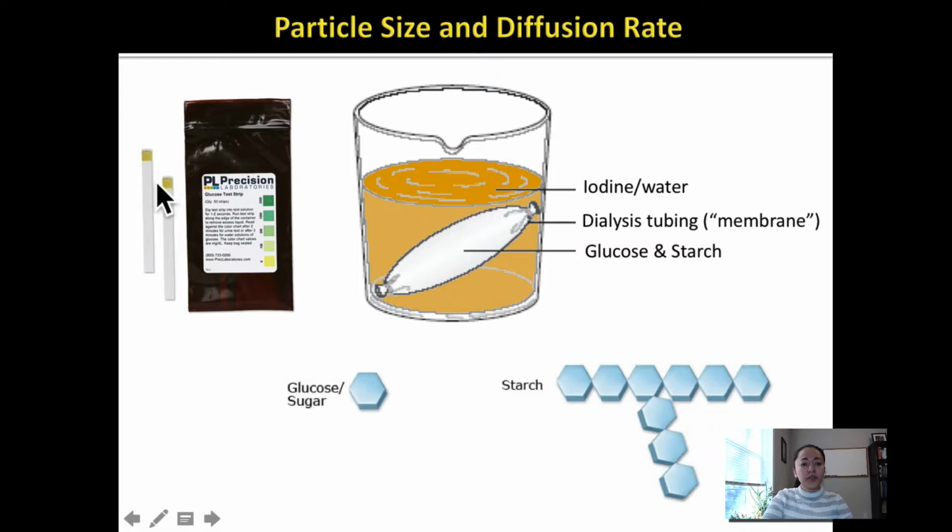The way that you're going to test for glucose is actually using a glucose test strip. So remember glucose is starting in the bag, and you're going to test to see if glucose has left the bag. So you'll test this brown looking solution out here. You'll stick this test strip in there, and if the test strip changes color, that means glucose is present and it has left the dialysis tubing.